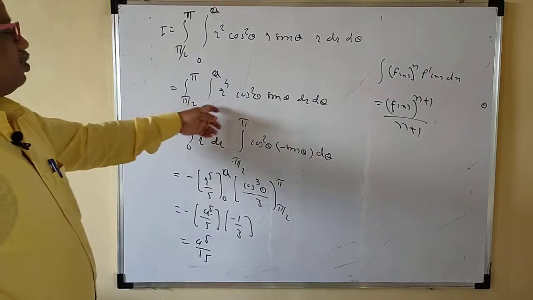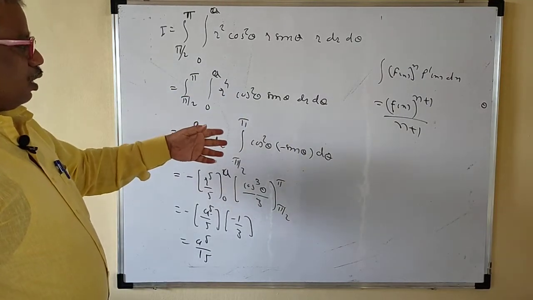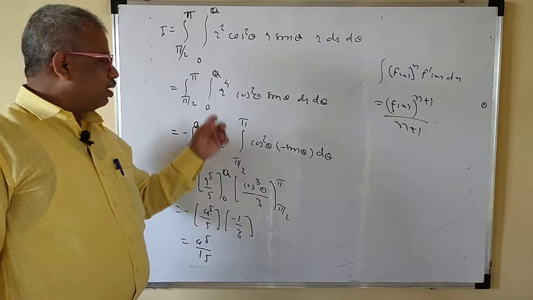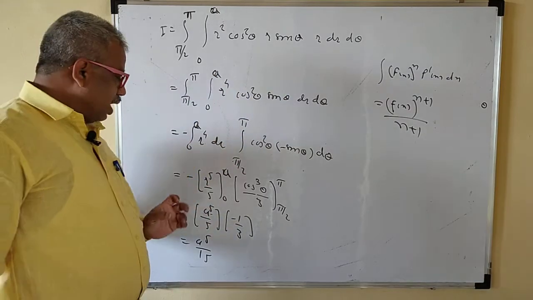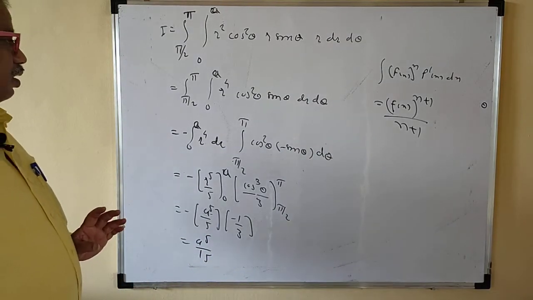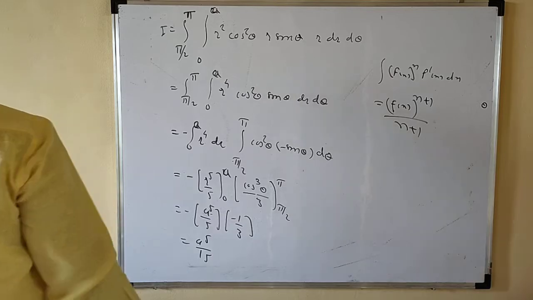Okay. Note that this is not 0 to 2. Your circle is x square plus y square is equal to a square. So the range of the radius is 0 to a. So okay, here what, a raised to 5 upon 15 is the correct answer.